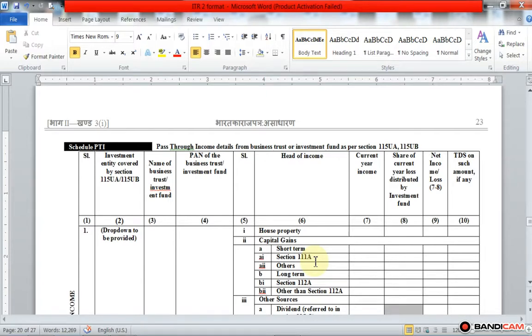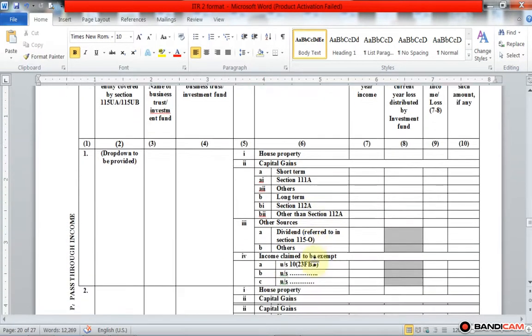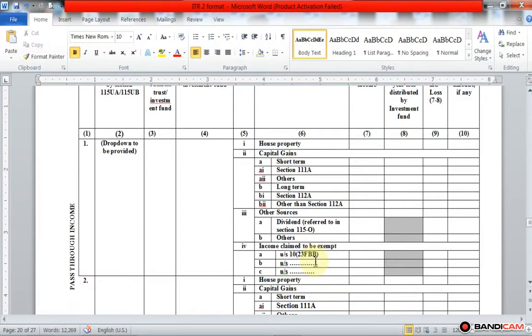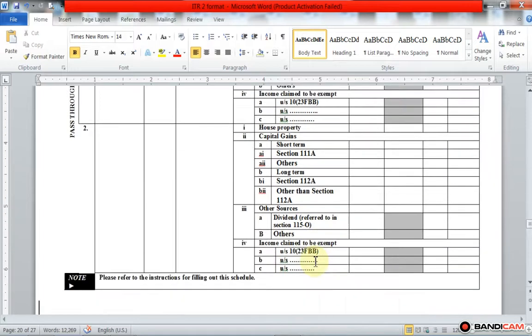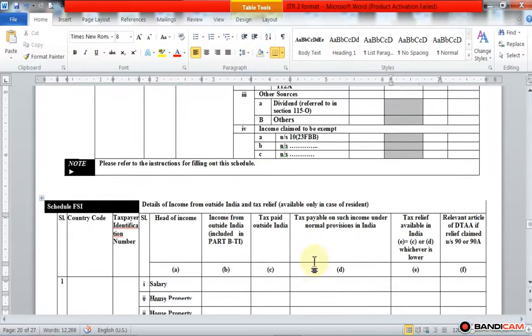Then Schedule PTI. Schedule PTI is relating to pass through income, the income details from business trust or investment fund as per section. So fill the necessary or applicable information by the assessee, that is short term capital gain, then section 112A, other long term gain. Okay, so here the information is given, that we already discussed in our earlier lecture in ITR 2, that is OS, which means other sources income, capital gain income, house property income. So the assessee will provide the necessary, applicable or required information in this column.